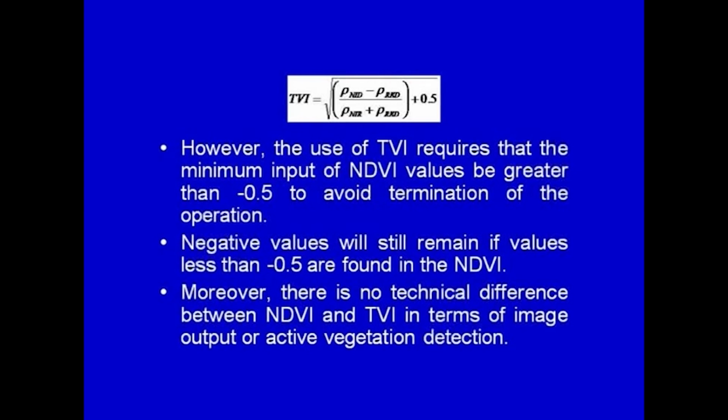However, the use of TVI requires that the minimum input of NDVI values be greater than minus 0.5 to avoid the termination of the operation due to divide by zero. Negative values will still remain if the values found in the NDVI are less than minus 0.5. Moreover, there is no technical difference between NDVI and TVI in terms of image output or active vegetation detection.